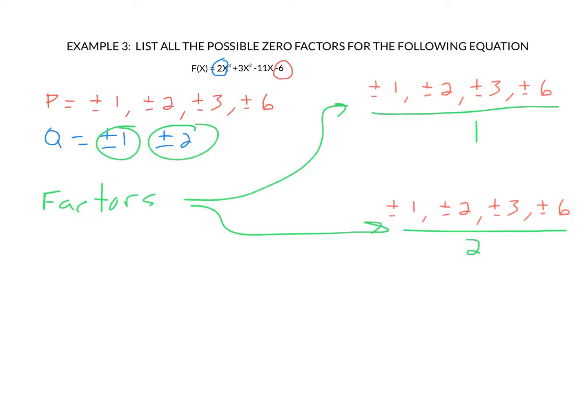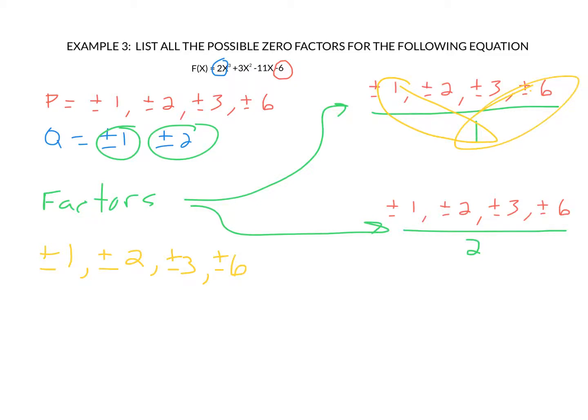All right, so now let's do this up. So our factors. We're going to start off. We have 1 over 1, so plus or minus 1 over 1, so 1. Plus or minus, we have 2 over 1, which is 2. Plus or minus 3 over 1, which is just 3, plus or minus 6 for this one right here.